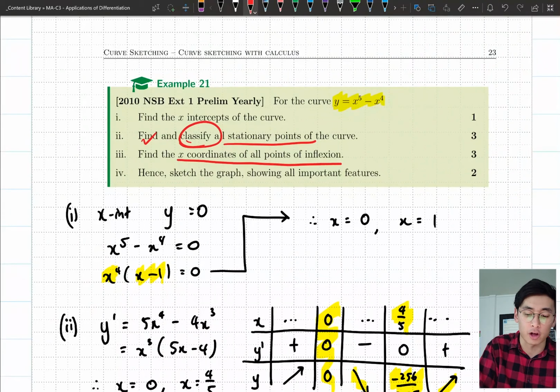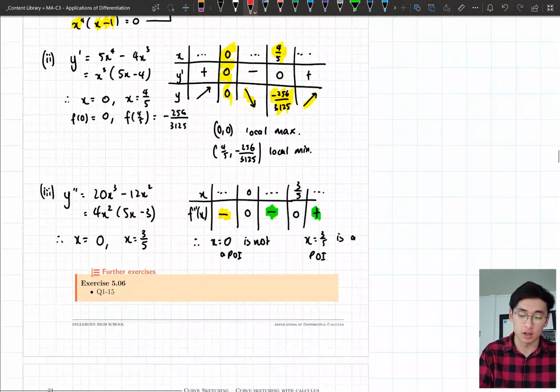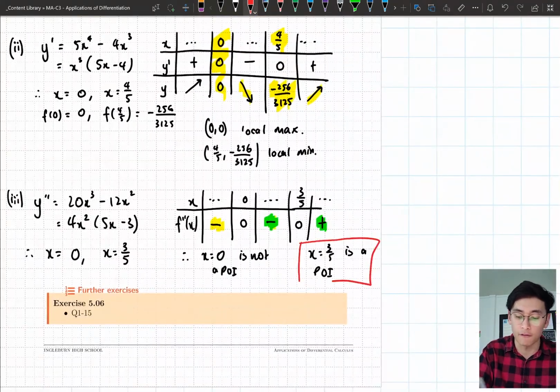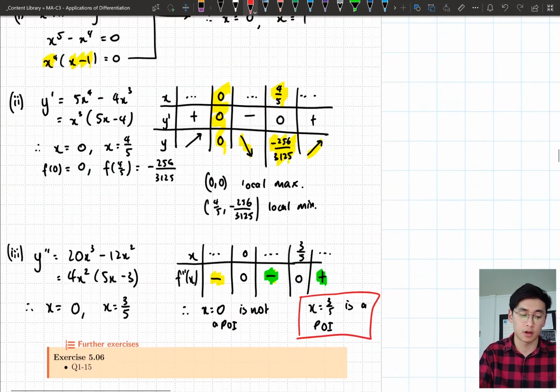Now, if you have a look back at the question, they just asked me to find the x-coordinates of all points of inflection. I don't need to find the actual coordinates. So I don't need to sub this number back into my original function. I've actually done with the question here. So I figured out that x is equal to 3 over 5 is a point of inflection. Okay, so that's part 4.